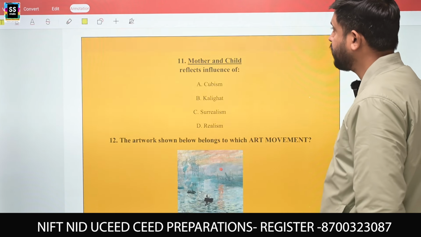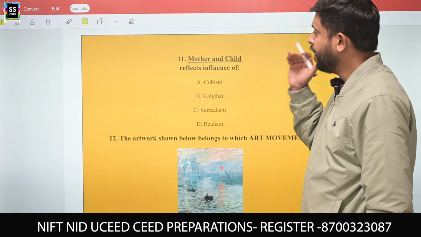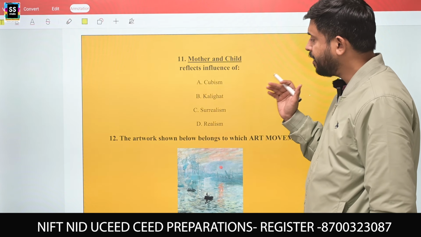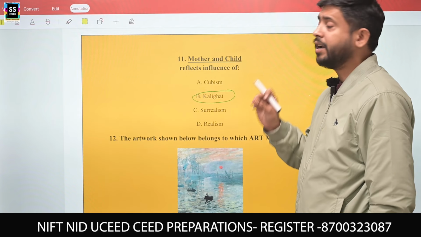Moving forward, the next question says, Mother and Child reflects the influence of which art style? Cubism, Kalighat, surrealism, or realism? The correct answer is the Kalighat art style, or Kalighat technique.